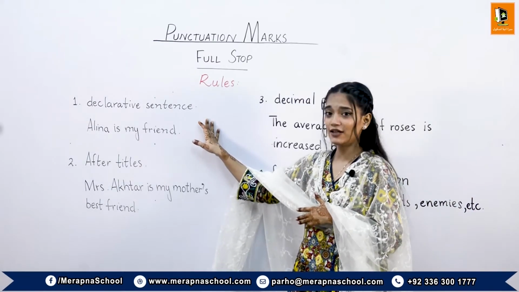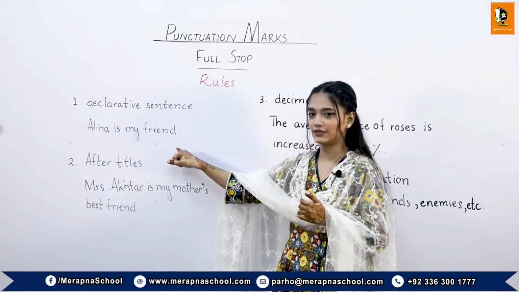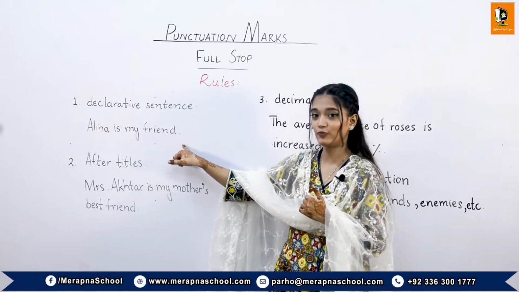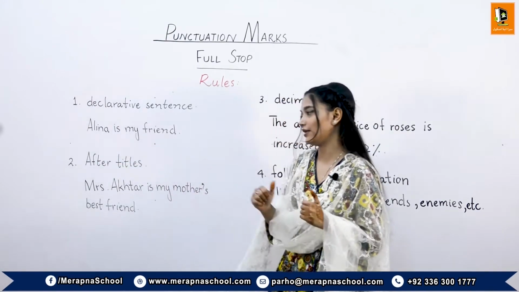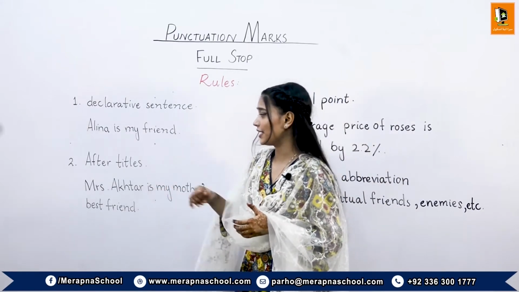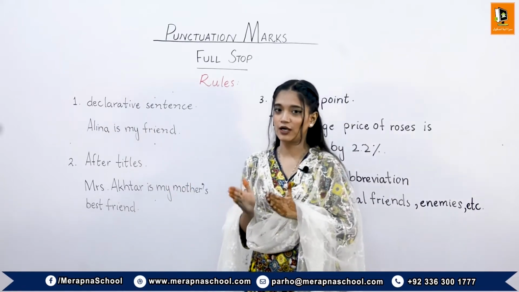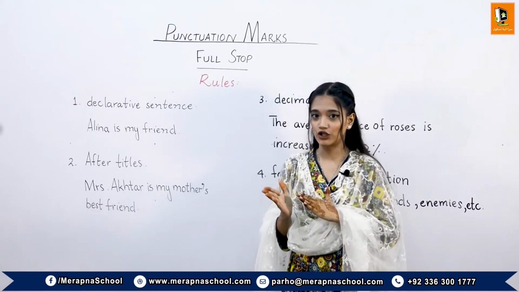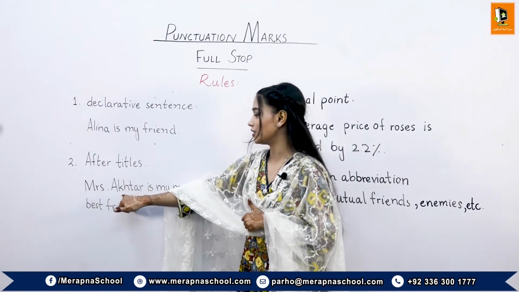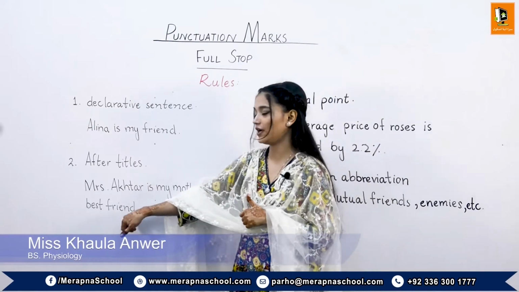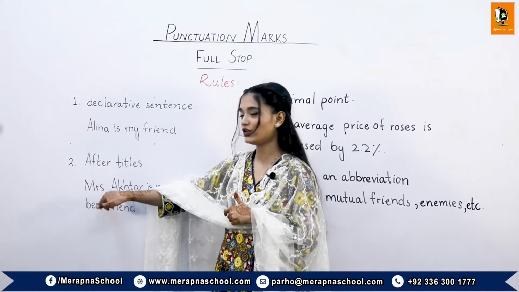In the end of the declarative sentence, like this sentence, Alina is my friend. At the end of this sentence, we have put the full stop because it is declaring that Alina is my friend. Now, the second rule is after the titles. The titles can be Mr., Mrs., Sir, Doctor, etc. In this sentence, Mrs. Akhtar is my mother's best friend. After the title Mrs., we have put the full stop.